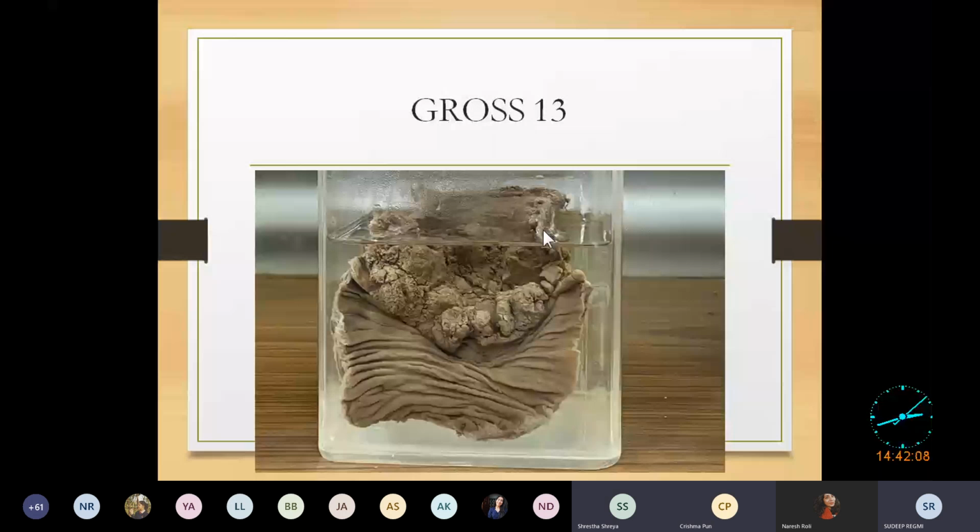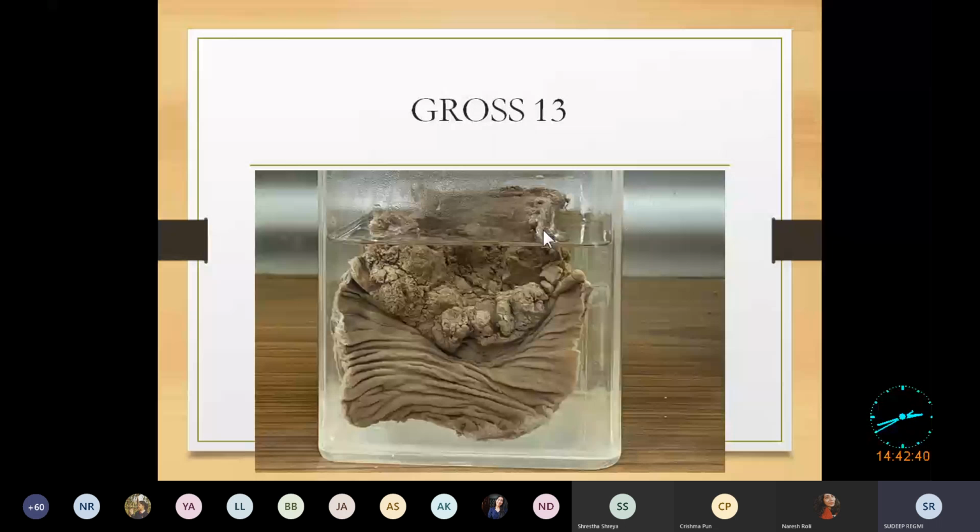So carcinoma colon proximal. Very good, very good. So why do you think this is a carcinoma colon? Sir, there is a large ulceroproliferative growth that is invading into the lumen. Okay, that is the most important characteristic feature.